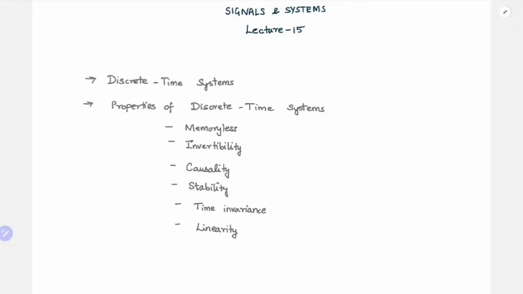Hello guys, welcome back. This is lecture 15 of the lecture series Signals and Systems. In this video, we'll be seeing about discrete time systems and we'll see the properties of discrete time systems including memoryless, invertibility, causality, stability, time invariance and linearity. So let's get started.